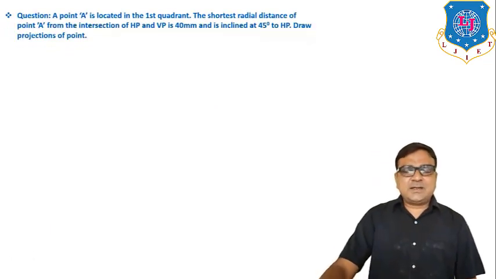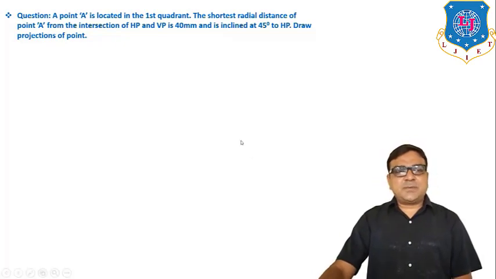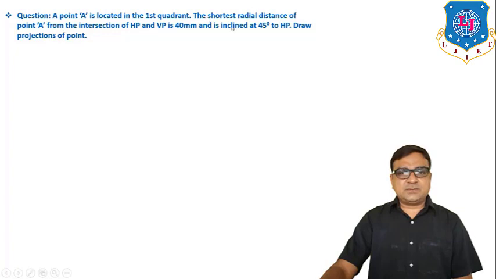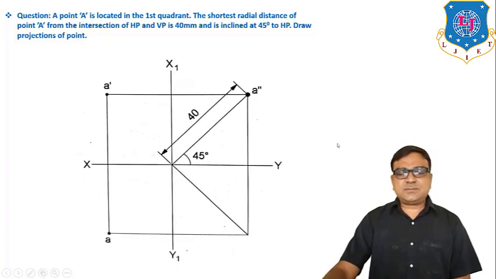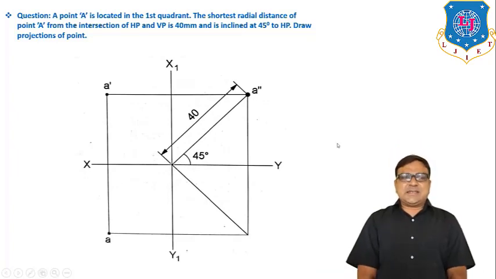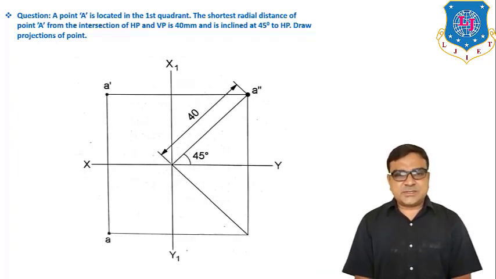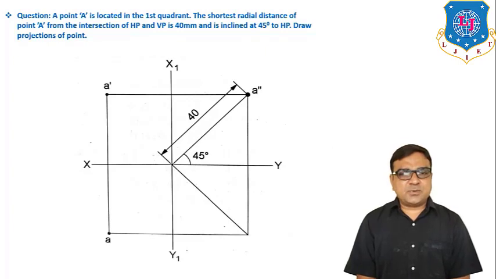One question related to the three principal planes is like this. Point A is located in the first quadrant. The shortest radial distance of point A from the intersection of HP and VP is 40 mm and it is inclined at 45 degrees to HP. Draw the projections of the point. So this is the solution for this question. How can you solve this problem?